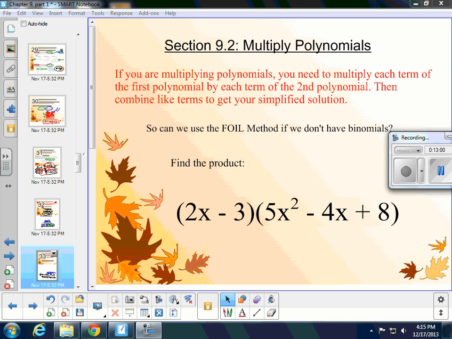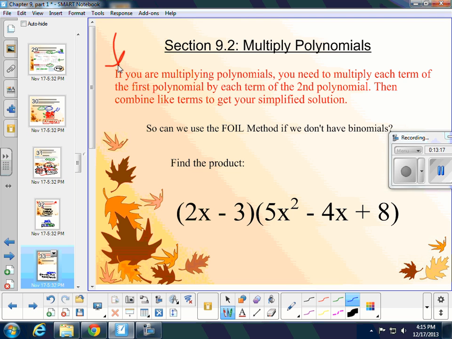Well, as I've kind of shown you already, the FOIL method is just when you have two binomials, it's a way to make sure you multiply everything together that you need. Again, it all comes back to this statement. As long as you multiply each term in the first one by each term in the second one, it'll work. So even in this problem I've got here, if it's a binomial times a trinomial, I can still think kind of like the FOIL method, but it's almost like we talked about. It's like distributing. So I would just think of it that way.